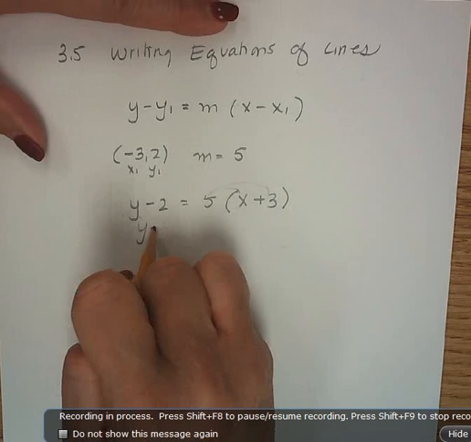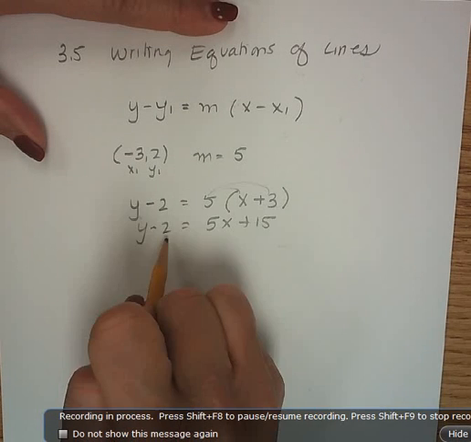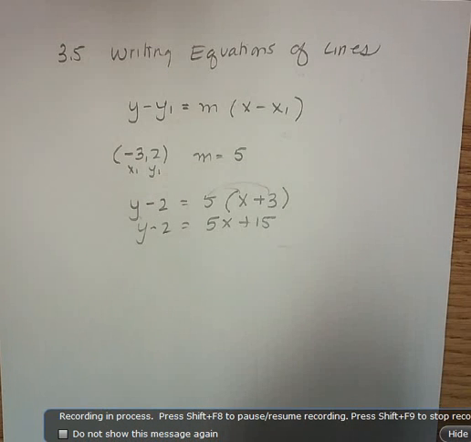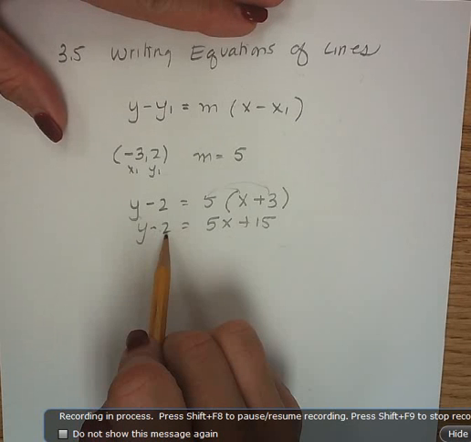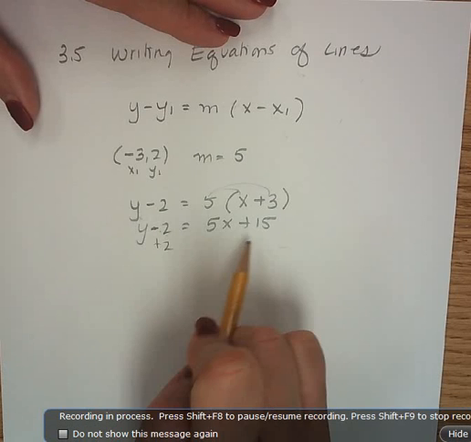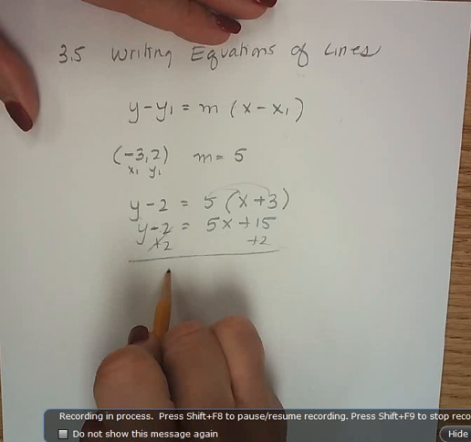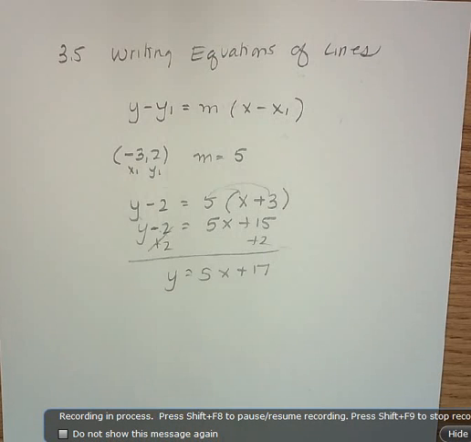Then what's nice is we don't have to worry about standard form and slope-intercept form. 90% of the time, slope-intercept form, which just means y equals mx plus b, means we solve for y. So I can add the 2 to both sides. So y equals 5x plus 17. So there is the equation of the line through the point negative 3, 2 with a slope of 5. So let's just do that one more time.